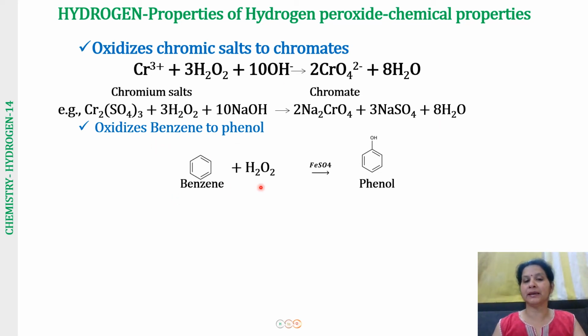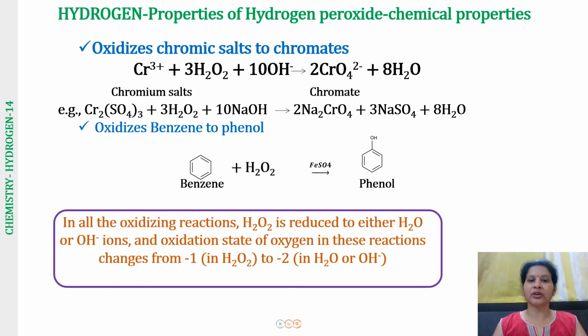So benzene plus H2O2, in the presence of FeSO4, is going to form phenol, that is, an OH group gets added onto the benzene ring. So now in all these reactions that you have seen, all the oxidizing reactions, hydrogen peroxide itself is getting reduced to either water or OH ions. So this is something that you have to remember very importantly.